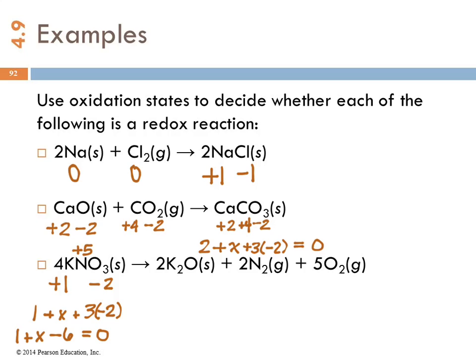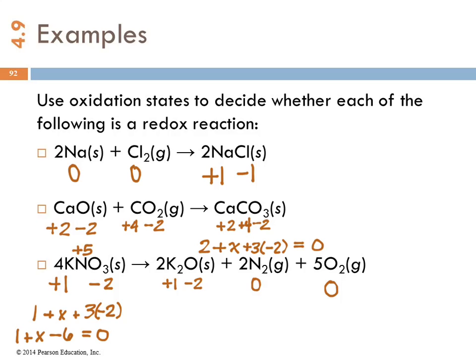K2O. How do we assign oxidation states for this guy? +1 and -2. This is an ionic compound, monatomic ions, the oxidation state is the same as their ionic charge. So they're pretty easy. Nitrogen, 0, that's an element. Oxygen, 0, it's an element. Is this a redox reaction? Yes.